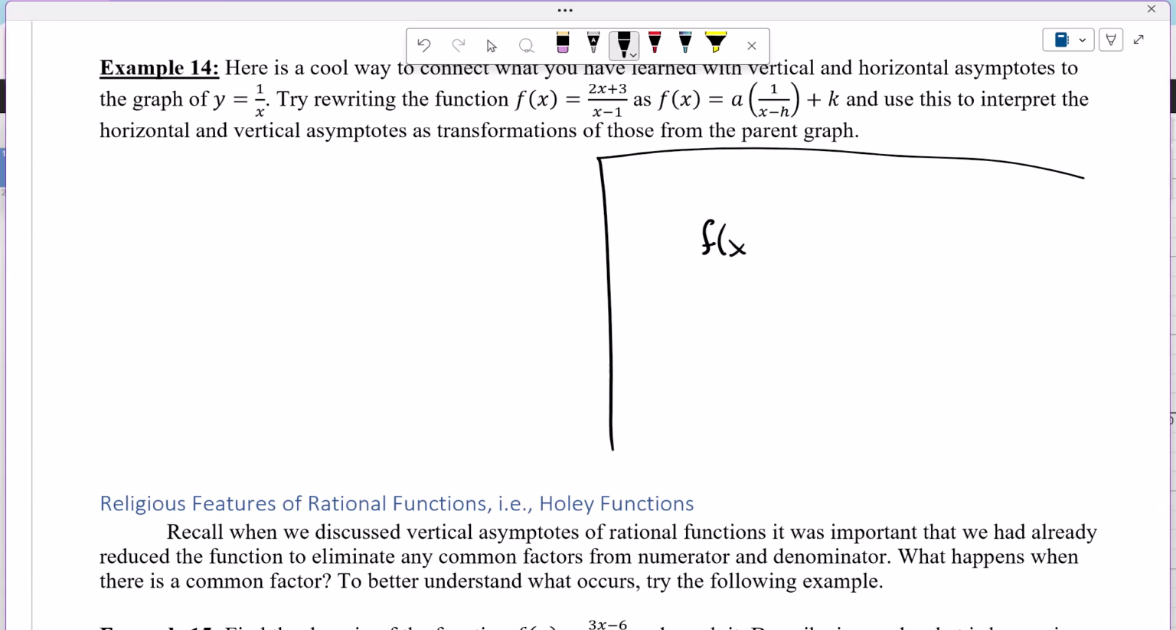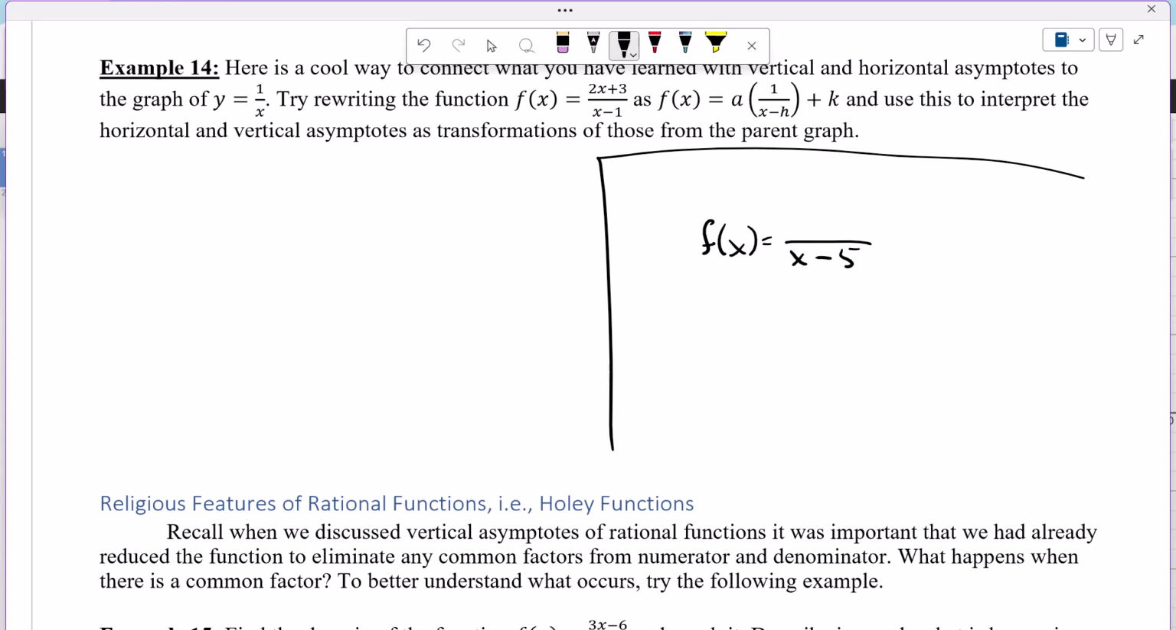Let's say we had f of x equals something over x minus 5 here. I'm going to leave the top blank for now. What do we know about this function? Vertical asymptote at 5. Are we sure about that? Yes. Or do you know the domain? x definitely can't equal 5.